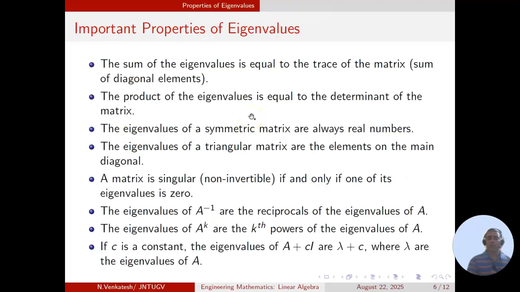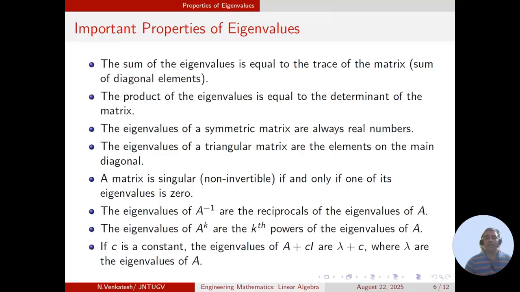Now, some important properties of the eigenvalues. The sum of the eigenvalues is equal to the trace of the given matrix, that is A, the coefficient matrix. As you know, the trace of the matrix is the sum of the diagonal elements. Similarly, the product of the eigenvalues is equal to the determinant of the matrix.